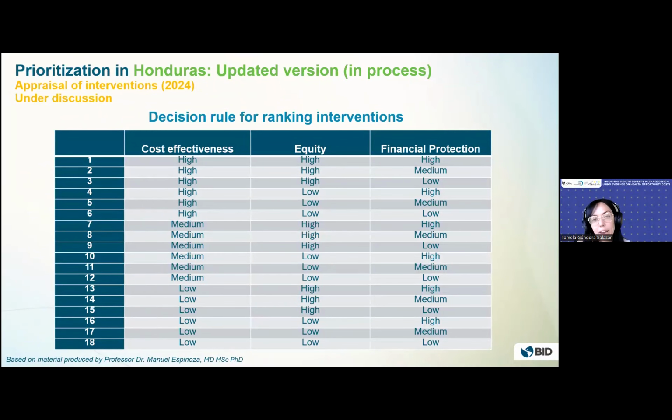Then we are applying a decision rule for ranking the interventions. The ones that are going to come first are those that rank high in terms of cost effectiveness, equity, and financial protection. And then we are prioritizing cost effectiveness and equity, followed by financial protection.